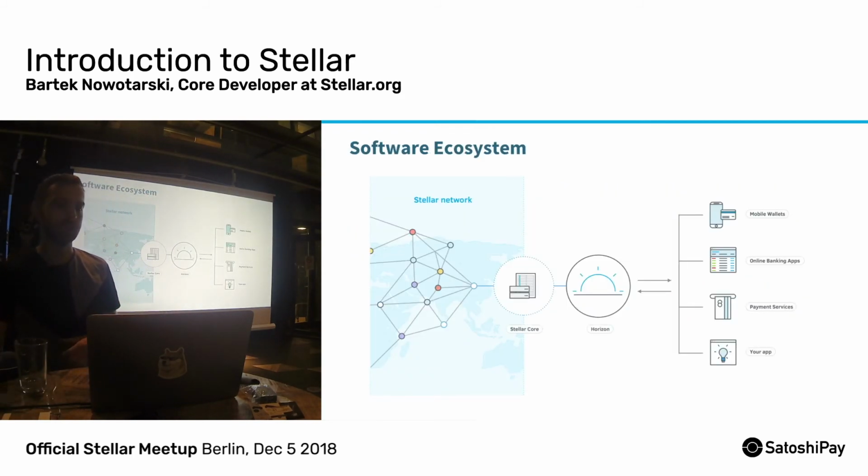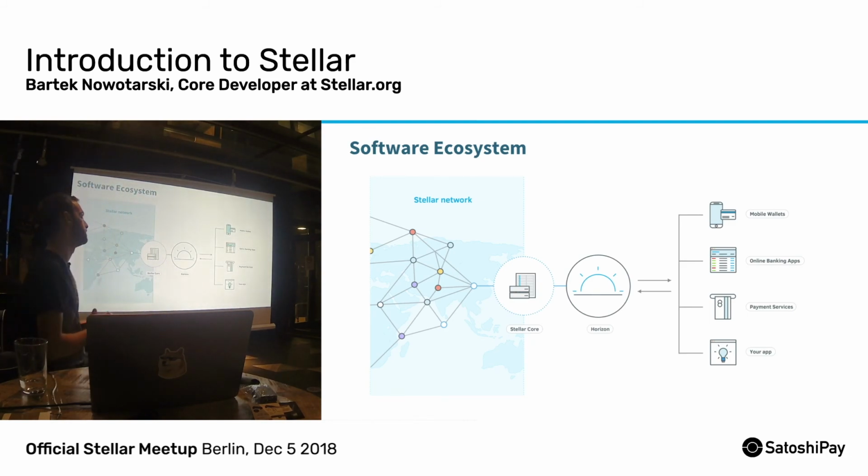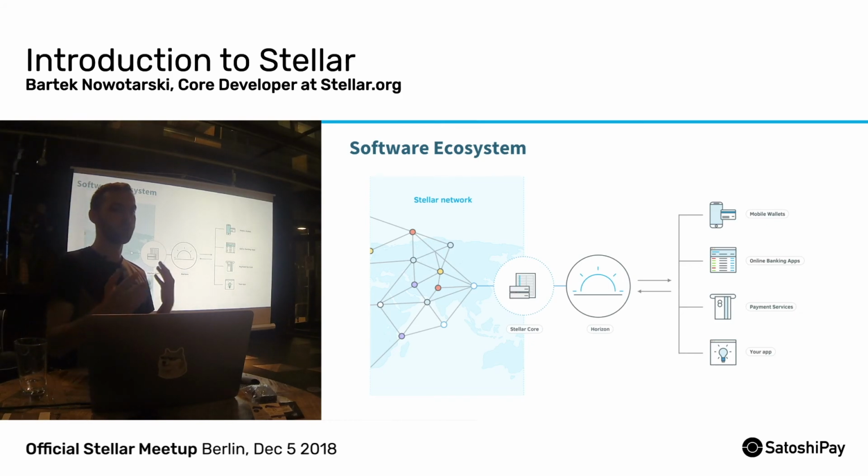Okay, so let's say you want to start to build something on top of Stellar. So you know the core concepts, and you finally want to do something. So here's a brief overview of the software ecosystem of Stellar. The main piece of software is actually Stellar Core, and Stellar Core is responsible for closing ledgers, communicating with other servers, making sure that the network runs correctly and fast.